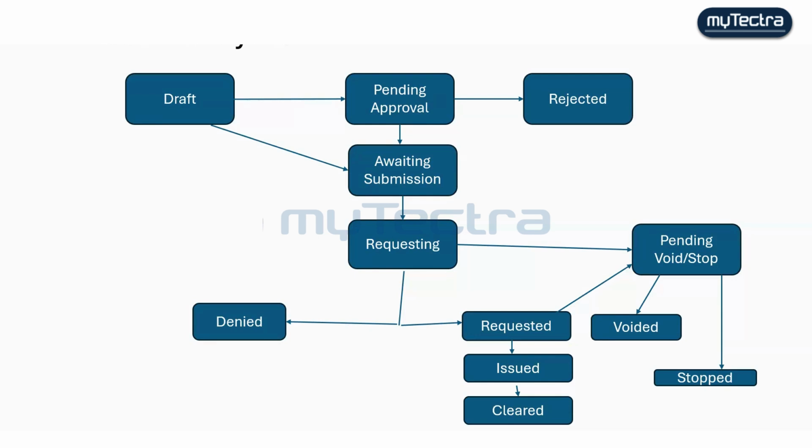So after awaiting submission, it goes to requesting status. Then it goes to the external system after that financial batch. So when does it go to the requested state? Actually, we have a lot of batches. One batch will move to final check. For requested, we have a financial acknowledgement status.